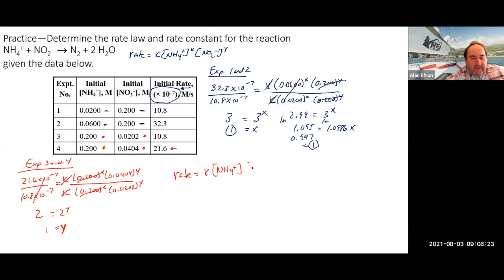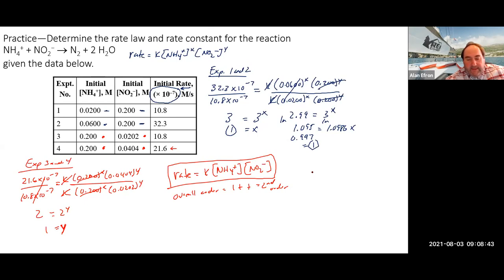We don't need to put it there. And our NO2 minus also to the first power. That means that the overall order, much like the other ones, would be 1 plus 1, which equals second order. At this point, we can solve for K. So K in this case would be the rate divided by our NH4 plus and our NO2 minus. And again, we could choose really anybody from the table there to put our numbers in.